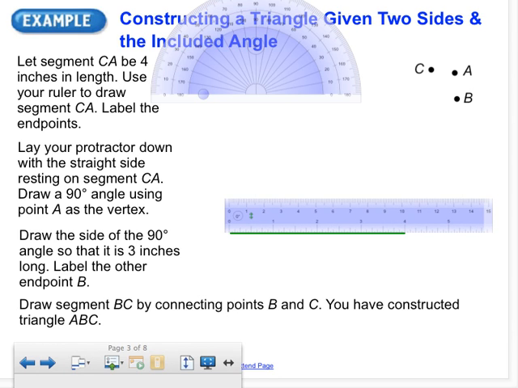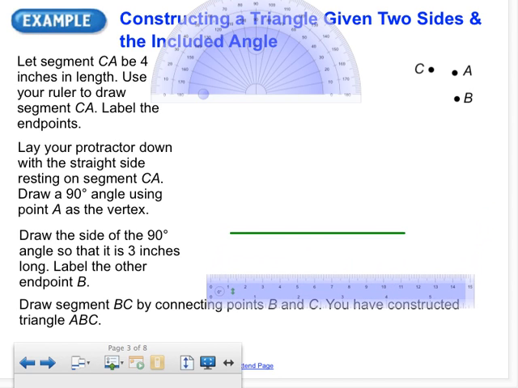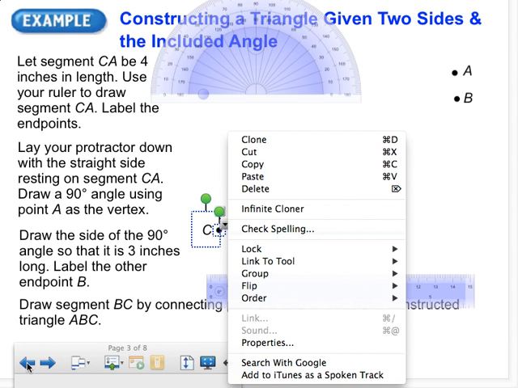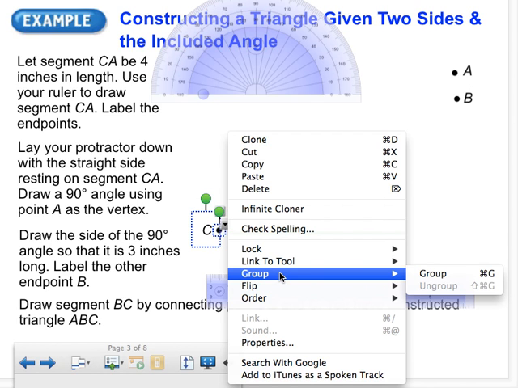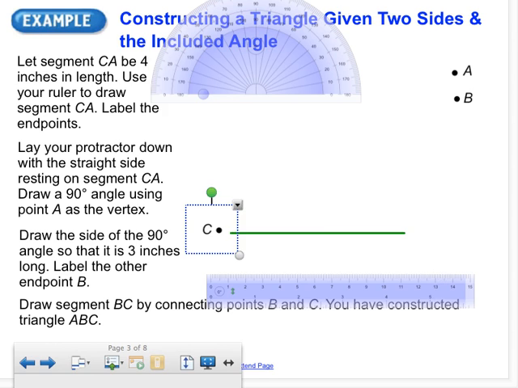Right, about 4 inches. Okay. Once you've drawn your line segment, make sure you label it. C, A. So now we have line segment CA.